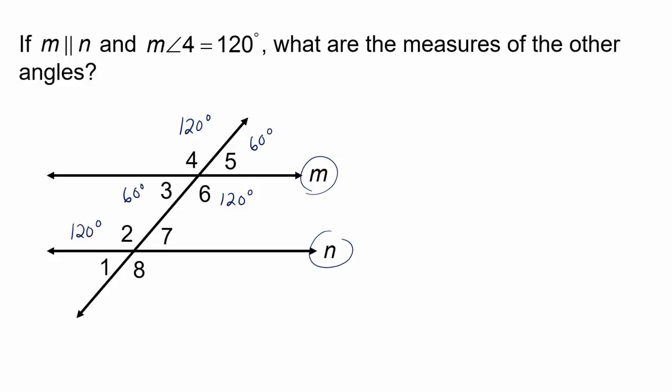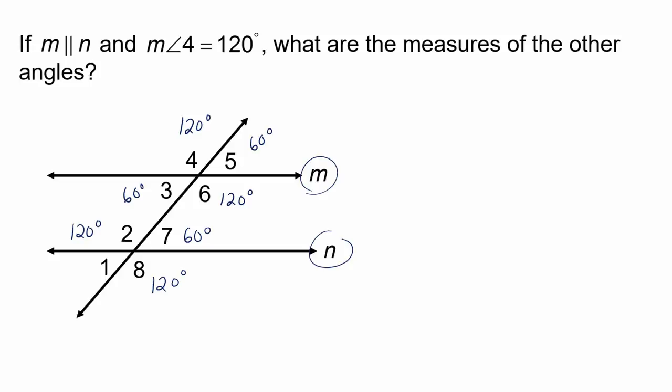Now, angle 2 and angle 8 are vertical angles. They must be congruent. So angle 8 is 120 degrees. Angle 2 and angle 7 would be supplementary. They must add up to give us 180. So angle 7 is 60 degrees.